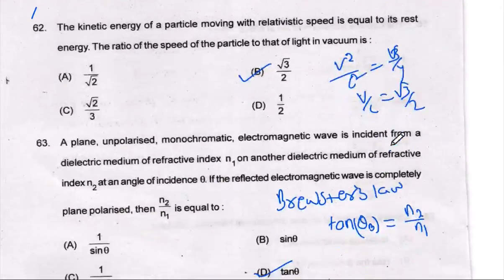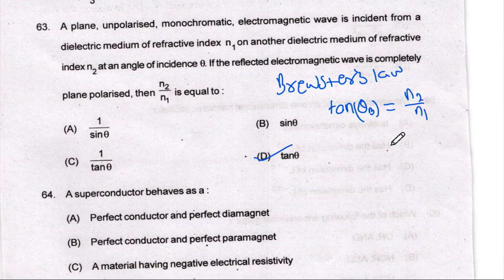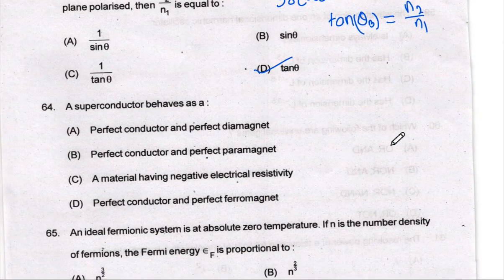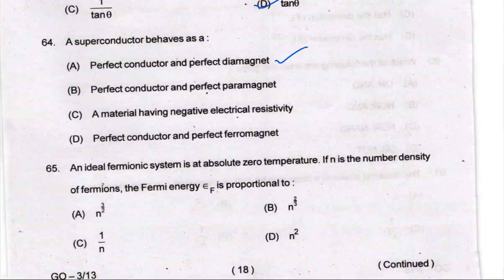Next question is number 64. A superconductor behaves like what? It is option A, which is a perfect conductor and diamagnetic material. So the answer is a perfect conductor, or we can say a perfect diamagnetic material.